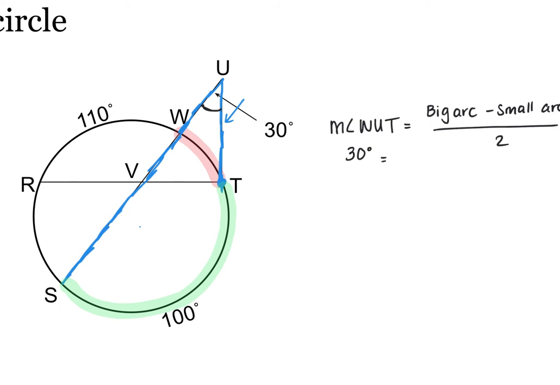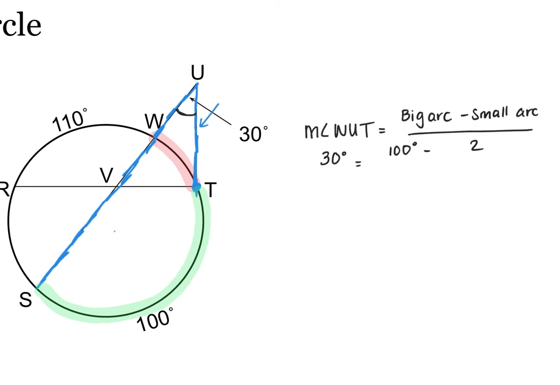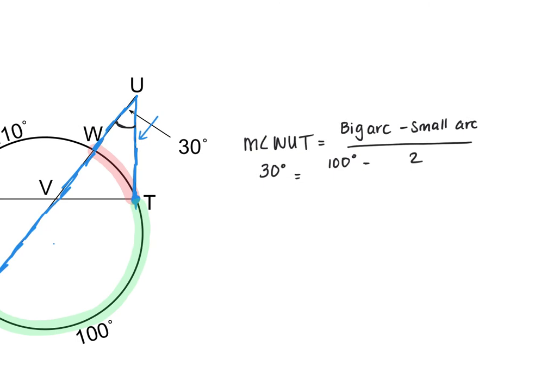Come on now, peeps. Is it the red arc? Is that one bigger, or is it the green arc? The green one, right? How big is the green arc? 100 degrees. So put equals 100 degrees minus, what's the measure of the small arc? We don't know. That's what we're trying to figure out, okay? So just put WT. And then all over 2. Okay? You can put a little arc symbol above WT so you know it's an arc.